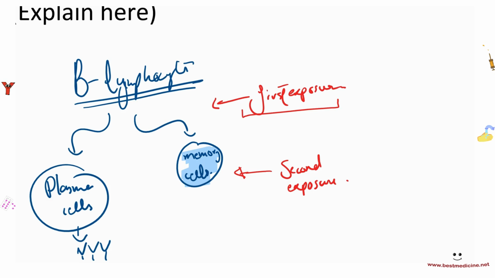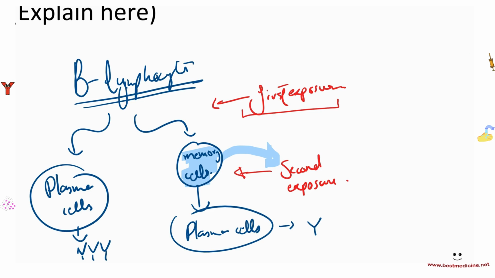In a second exposure or further exposures, you already have memory cells for those antigens. The memory cells will very easily and very quickly recognize that it's the same pathogen because it's got the same antigens. And so this will very quickly differentiate into plasma cells, making antibodies. So the first exposure is slow and takes a lot of time, while the second one is very, very fast because you already have the memory cells.